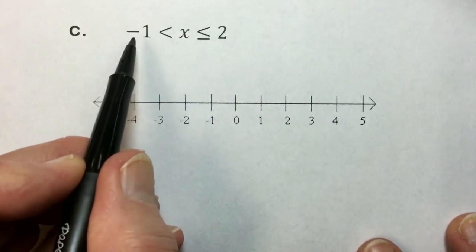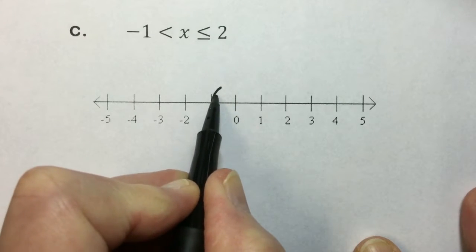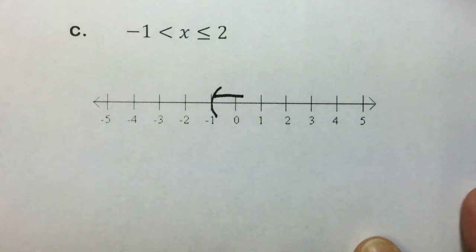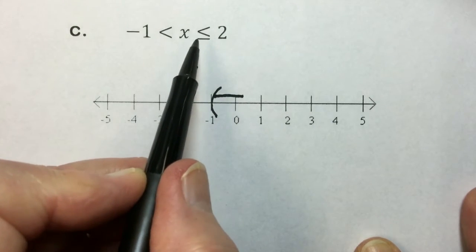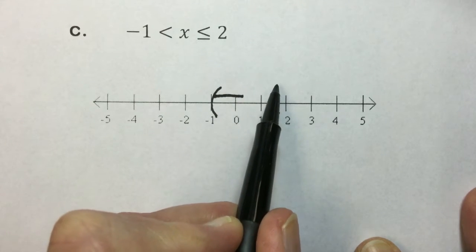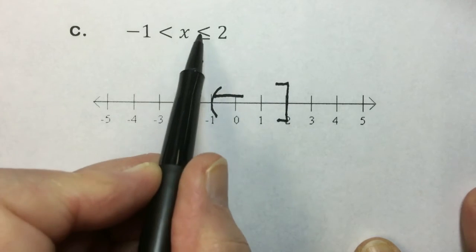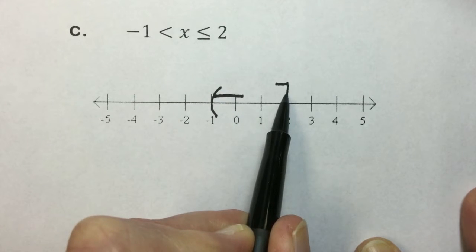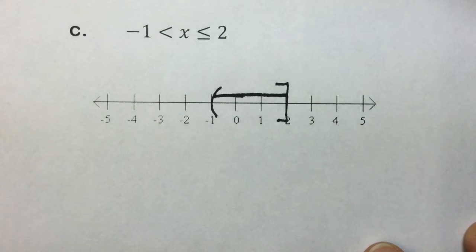X must be greater than -1, so we'll put a parenthesis at -1, and greater would mean values to the right of -1, but at the same time we also have to have values of x that are less than or equal to 2. Because we're including 2, we'll use the bracket to show the inclusion. X less than or equal to 2 are values to the left. So our solution that satisfies this inequality is this region indicated with the graph.